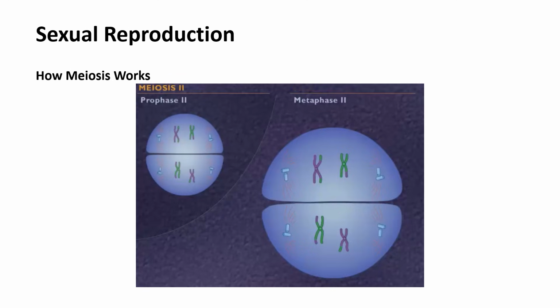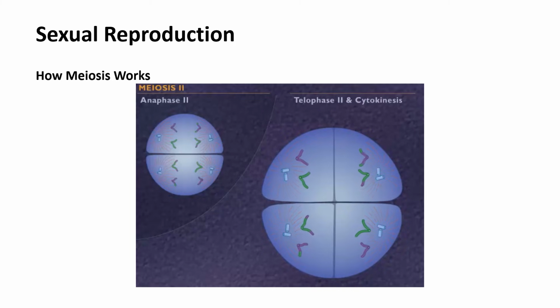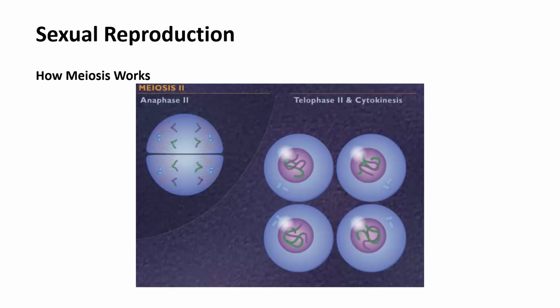In metaphase II, the chromosomes line up along the equator. This is different from metaphase I, where the homologous chromosomes were lined up. In metaphase II, each cell has only 1 of each homologous chromosome. In anaphase II, the sister chromatids move away from each other along the spindle fiber, and in telophase II, along with cytokinesis, we see the formation of 4 genetically different haploid cells.